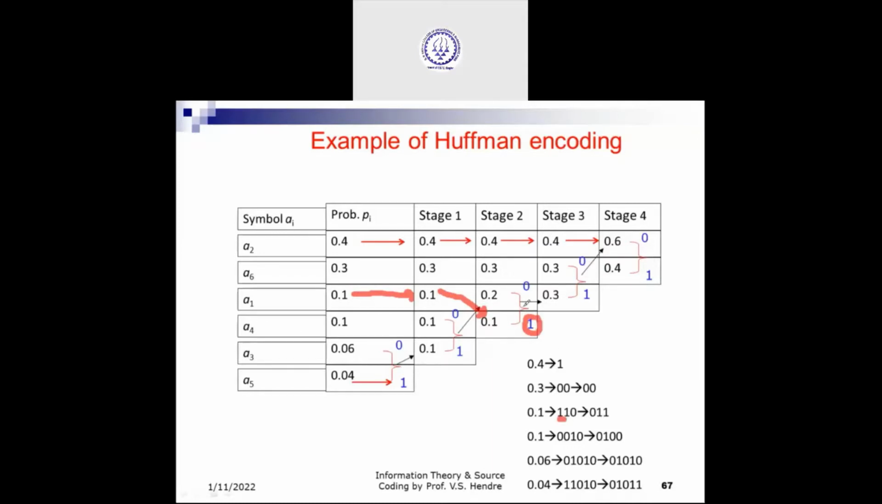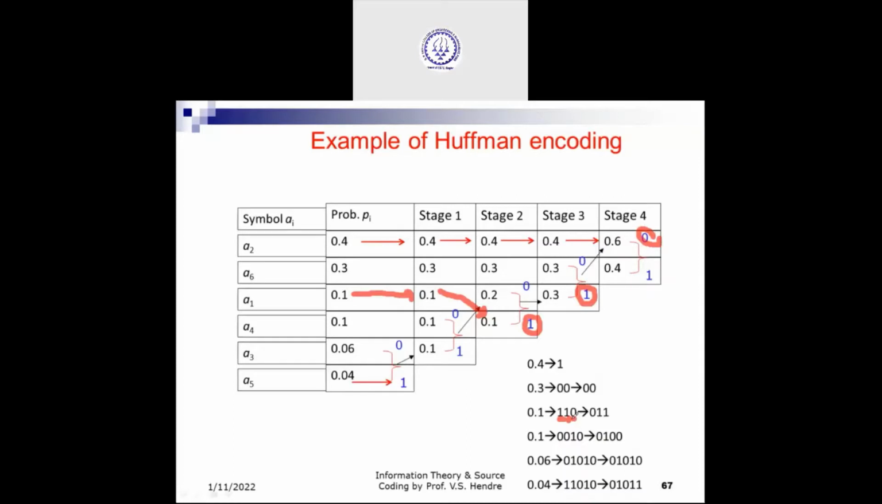Then this has been combined together, carry forward here. Here I got this binary 1. So this binary 1 is present here. Then this has been combined and carried forward to 0.6. Here I got another binary 0. This binary 0 is appended over here.